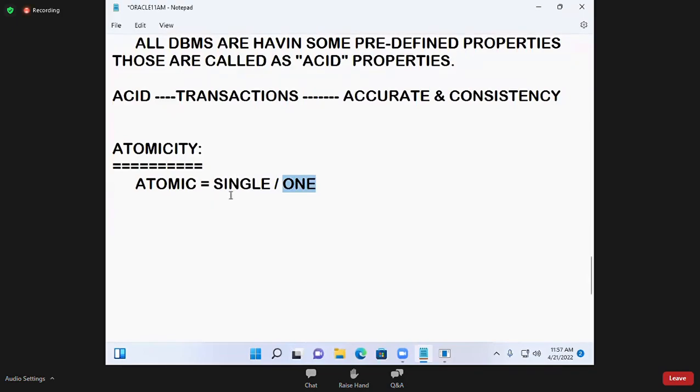So every transaction, whatever we perform online, will be taken as one transaction by your database server. In a transaction, you can do a number of internal operations, but that whole combination will be taken as one transaction.